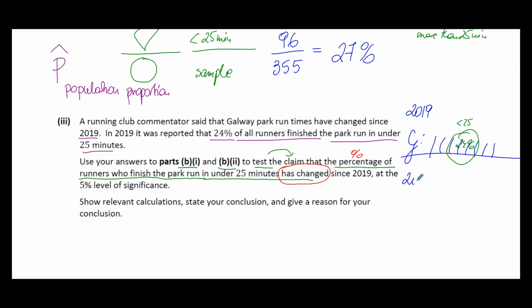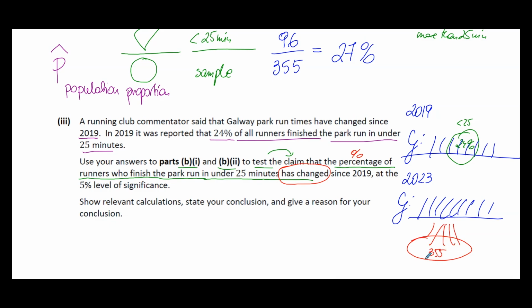Because again, in 2023, what happened? There was another Galway race. There were all these people. However, from all these people, they pick a sample of 355, and in the sample we got a different outcome. And then they are saying that the test we are doing is at the 5% level of significance.